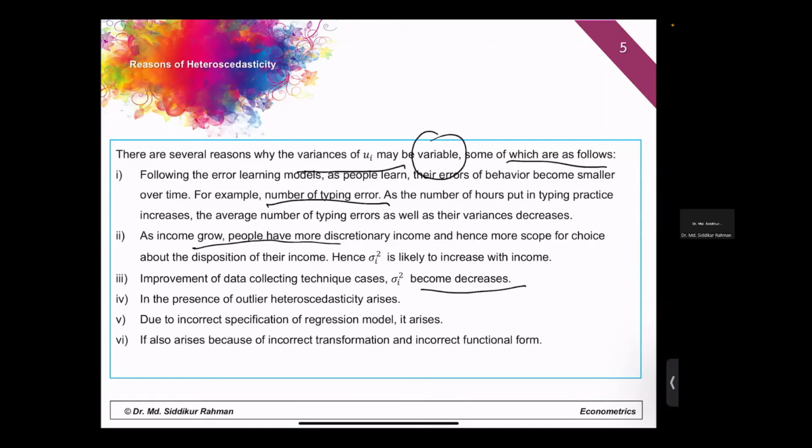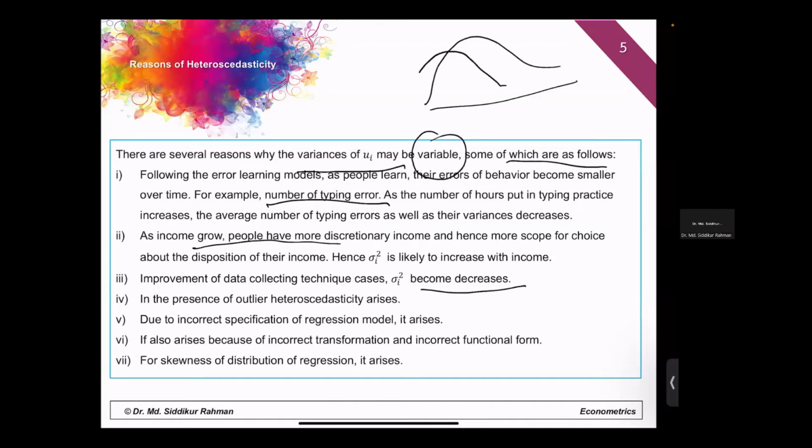It also arises because of incorrect transformation and incorrect functional form, right? Suppose I told you to transform your data because your data have a lot of problems, but rather than correctly transforming, you incorrectly transform or classify your data. Also, you can use an incorrect function. I told you, okay, you can use the linear regression model, but you use a quadratic or polynomial regression model. That is not a good fit. So due to incorrect transformation or incorrect functional form, this problem can occur. And skewness of the distribution of the regression variable definitely causes it. You know about skewness of a distribution: it's like the peak, right? Right tail, left tail, right? So if your data shows skewness, which means there are huge differences among the observations, then you might also suspect heteroskedasticity.